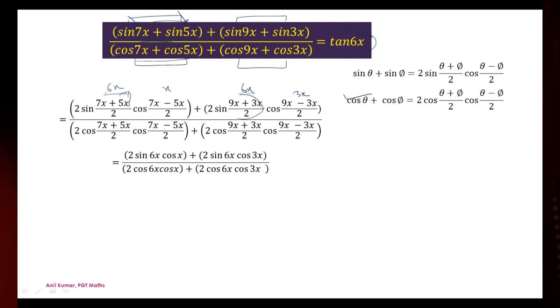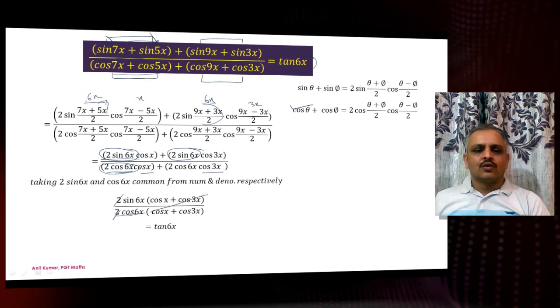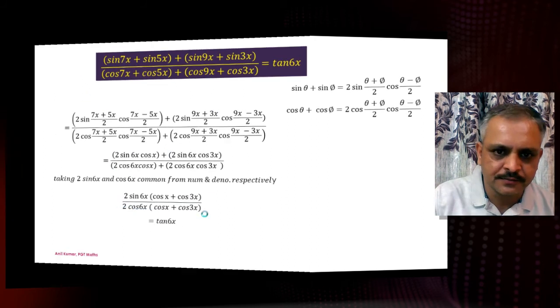So now if you look at the numerator and denominator carefully, 2 sin 6x is common in the numerator, and in the denominator 2 cos 6x is common. So let's take them common. If I take 2 sin 6x common from the numerator, what will be left? Cos x plus cos 3x. And in the denominator, if I take 2 cos 6x common, it will become cos x plus cos 3x. And as you can see, they are equal, so they cancel. 2 and 2 cancel, and sin 6x by cos 6x will become tan 6x.